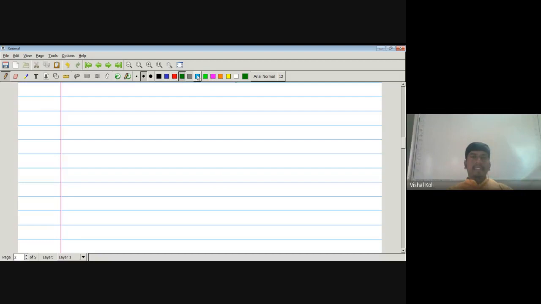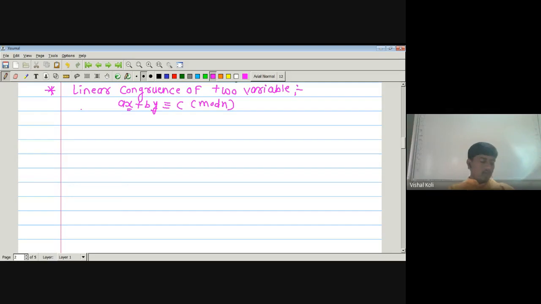Okay, now we have to see the linear congruence of two variables. The linear congruences of two variables are of the type ax plus by congruent to c modulo n. That is, here there are two variables x and y. Now we have to see how to find the solution of a linear congruence of two variables. Okay, let us see one theorem.